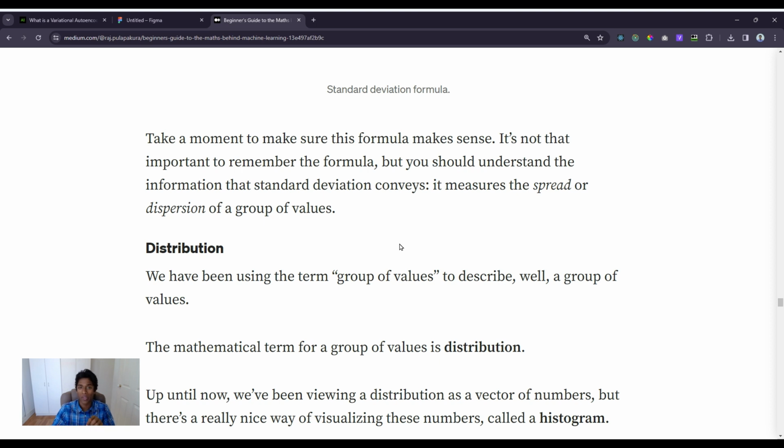Now, it's not too important that you remember this formula, but it's really important that you understand the information that standard deviation actually is telling you. And that is that it measures the spread or dispersion of a group of values.